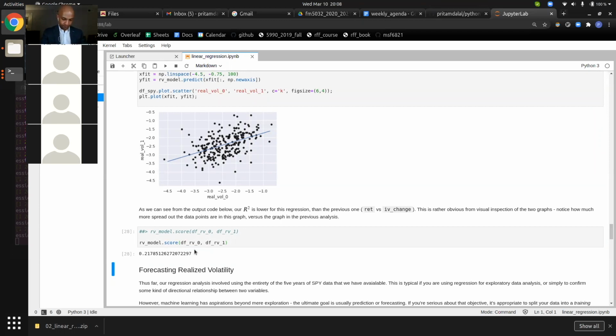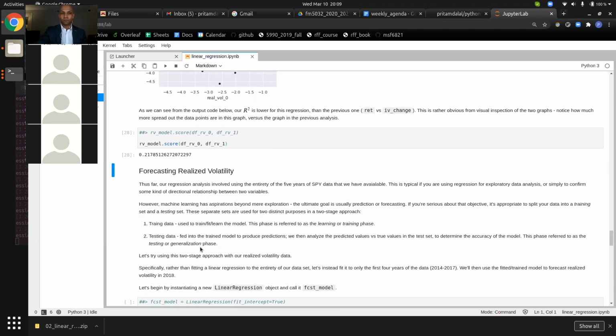Okay, any questions on that? Okay, so so far when we run our regressions, we use the entirety of our 5 years of SPY data that we have available. This is typical in a situation if you're just using your regression for exploratory data analysis, or simply to confirm some kind of directional relationship between the two variables.